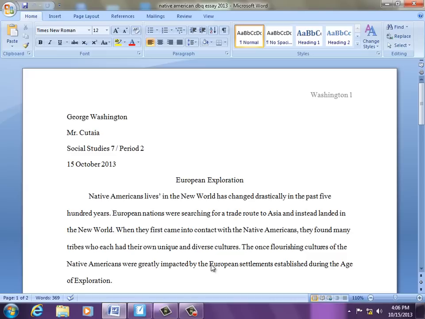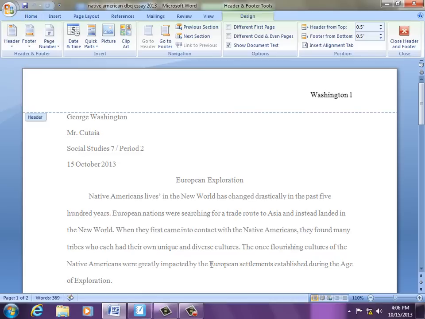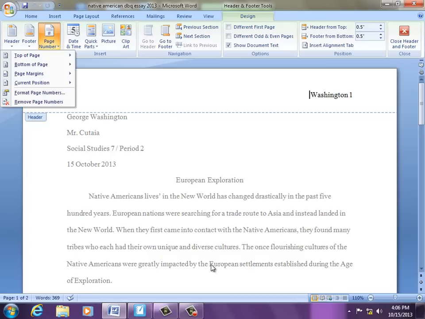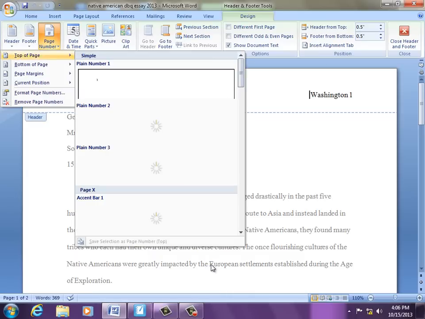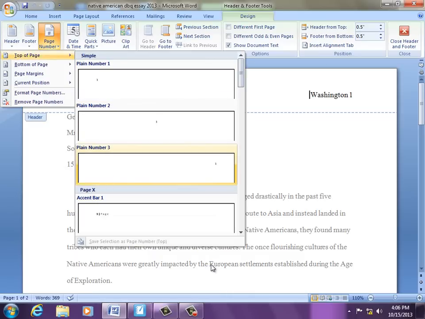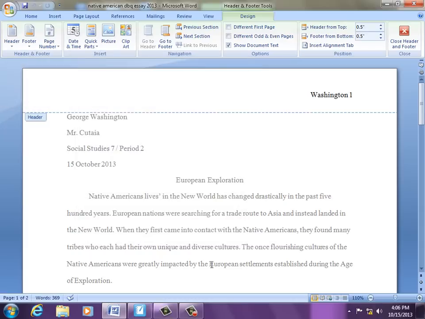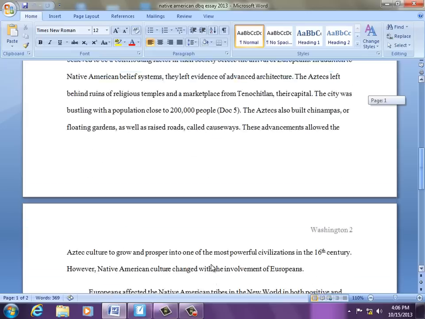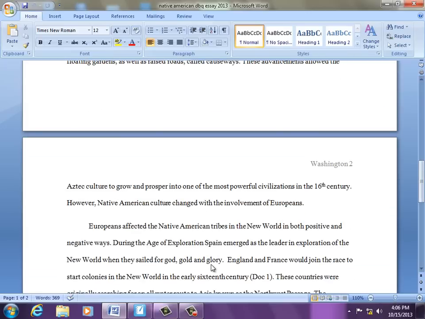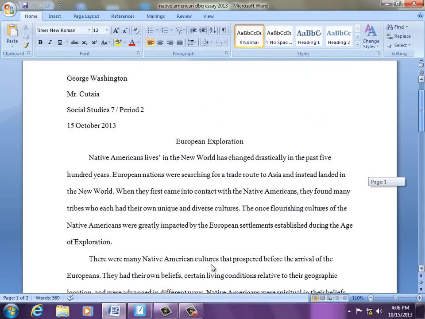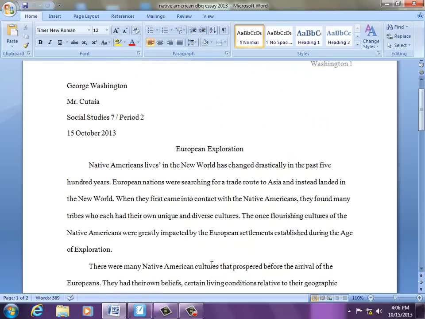In addition, you need to make sure that you have a last name and a page number in your header. So if you come to the top of the page and click it twice, the easiest way to get this over here in the proper way, you go to page number, top of page, and you do plain number 3. When I clicked on that, it put the actual number up here, and then you come to the left and you actually type in the name. So you'll see if you go down to the second page, it has Washington, second page. So you can take a look again. And lastly, you have the title of your essay. I titled this European Exploration.